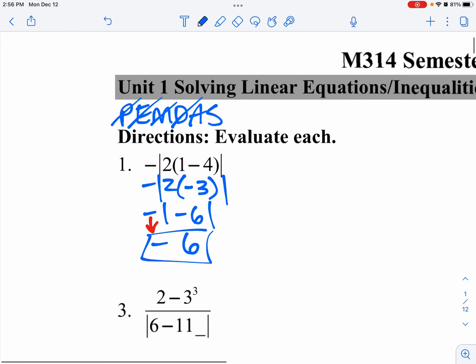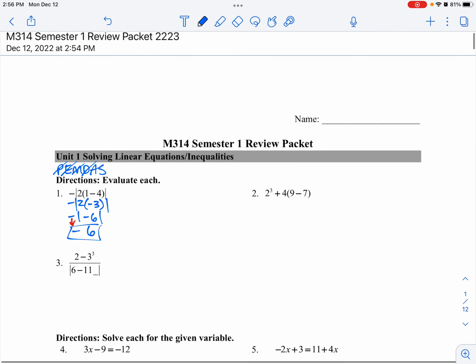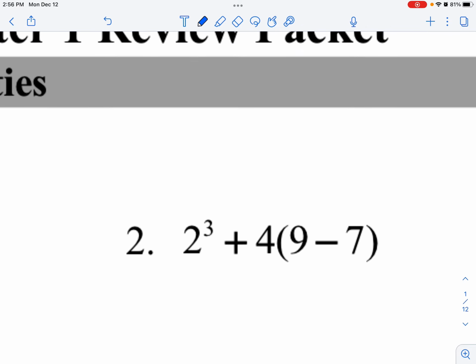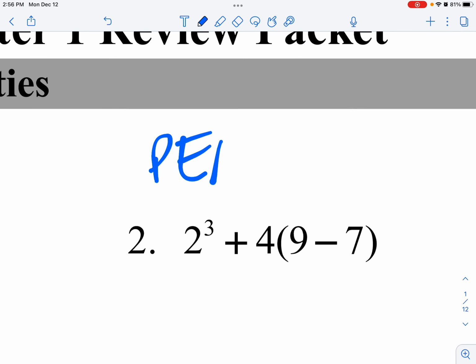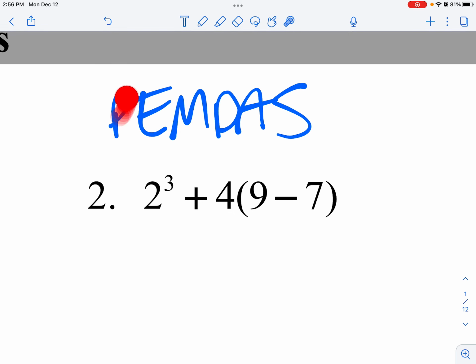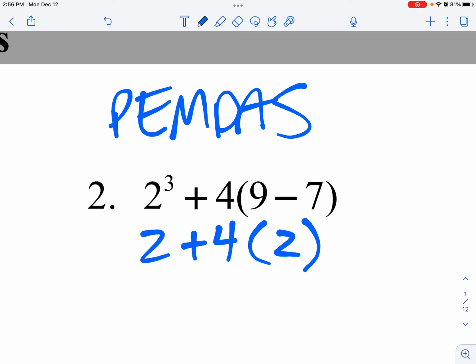These, I think, might be the trickiest problems that you're going to have to do. Let's do PEMDAS again over here. P-E-M-D-A-S. Okay, the P stands for parentheses. I'm going to do this first. 9 minus 7 is 2, and I'm going to keep every single other thing in the problem exactly the same.